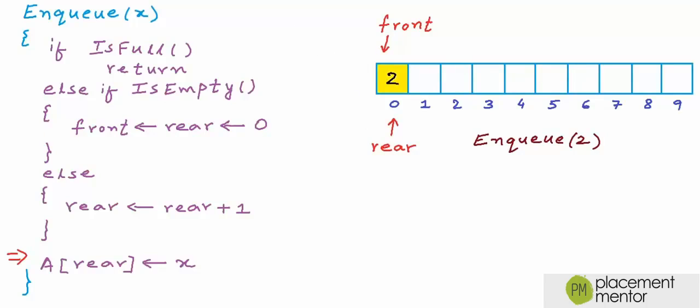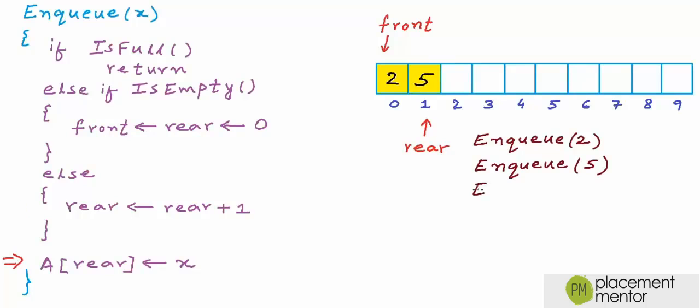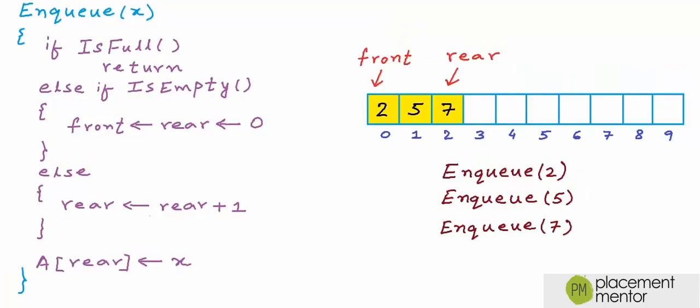Front and rear of the queue is same. Let's make another call to enqueue. This time I want to insert number 5. This time queue is not empty, so rear will be incremented. We have added a cell to the queue by incrementing rear, and now we will write the value 5 at the new rear index. Let's enqueue one more number.